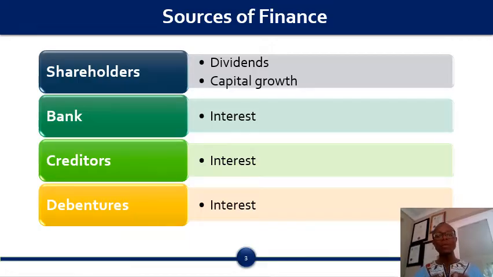When we talk about the weighted average cost of capital, we are saying a business enjoys financing from different sources. It can be financed by shareholders who require dividends and capital growth. That is the cost to the business when it pays dividends and capital growth. It can be financed by the bank, by the creditors, or through debentures. All those parties require interest from the business, which is a cost to the business.